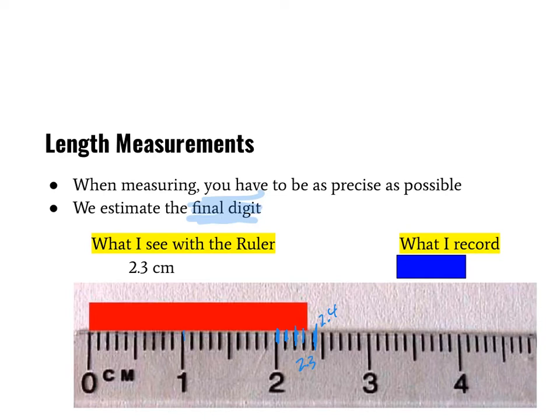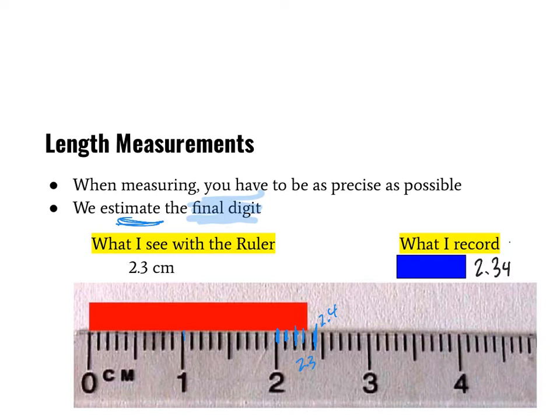So what I need to record is I need to add this estimation on the end. And it's basically a guess. I call it the unit of uncertainty. So what I would write down on my paper is 2.3, and it's a little bit bigger than 2.3, but it's not 2.4. It looks kind of closer to 2.3, so let's just guess. 2.34 would be an acceptable answer.